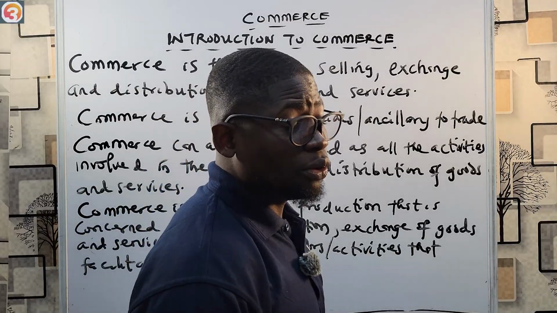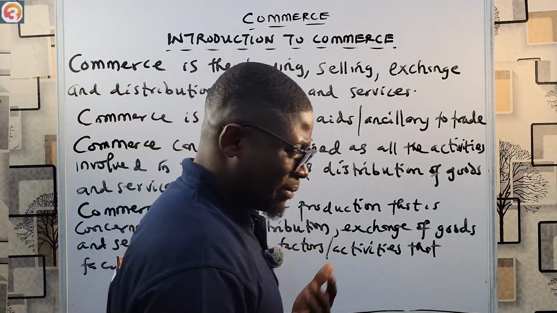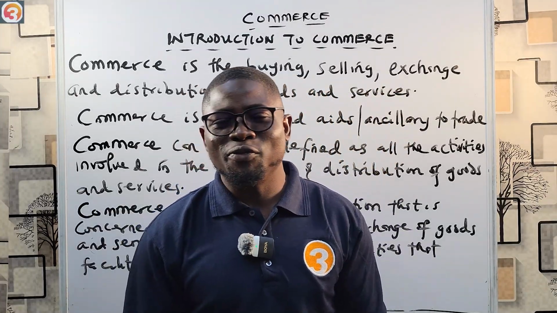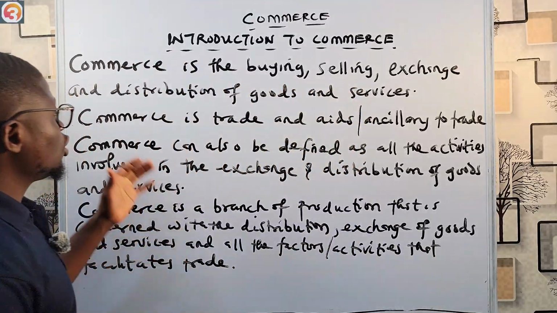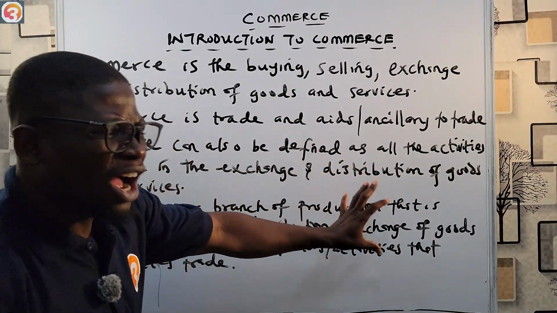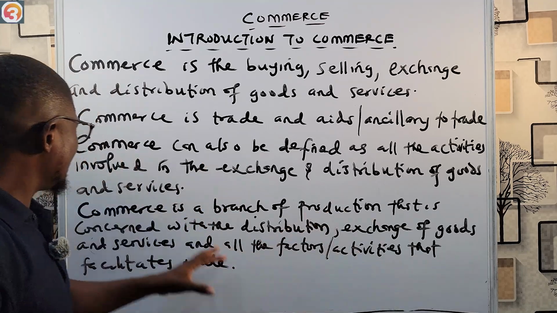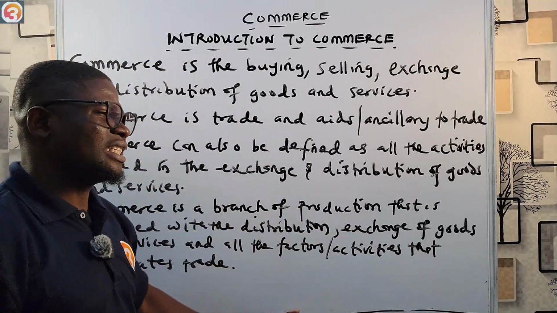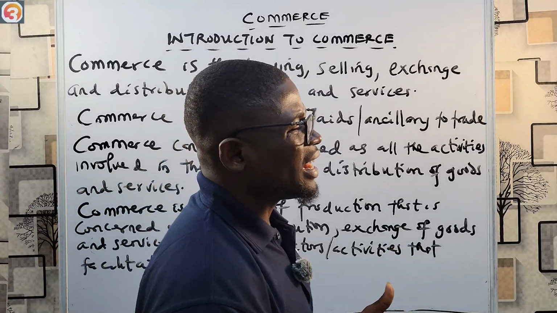We're going to see past questions right now from the O3SCHOOLS JAMB app. Reading JAMB past questions will be something playful for us because we're already used to answering them every time. So commerce is trade, aids or ancillary to trade. Commerce can also be defined as all the activities involved in the exchange and distribution of goods and services. Commerce is a branch of production concerned with distribution and exchange of goods and services, and all the factors or activities that facilitate trade. If you see all of them, the definitions look very similar.